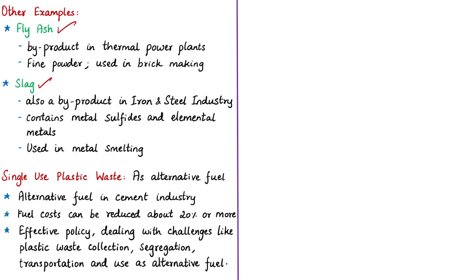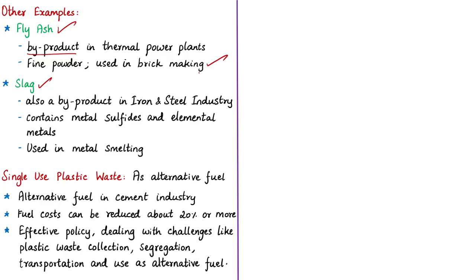In this, fly ash means fine powder. It is a byproduct of burning coal in industries like thermal power plants. And this fly ash can be used in brick making and road laying as a raw material. We will be seeing more about fly ash in one of our discussions today.